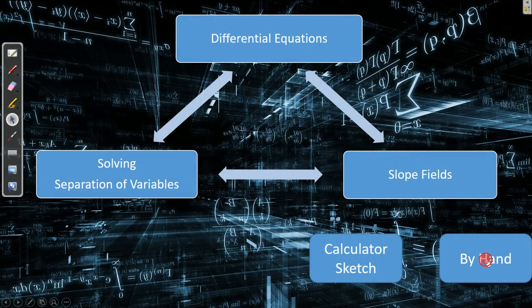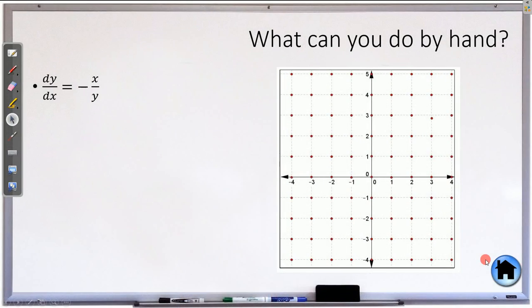So let's take a look at that. What can we do by hand? Well, if you're given a graph and a differential equation, what you can do is, don't take the integral of both sides and try to see what the graph is supposed to look like. Just plug in some numbers into the slope and draw the slope.